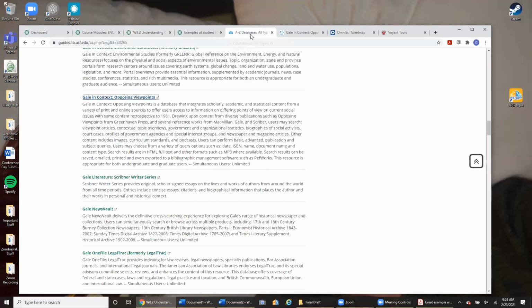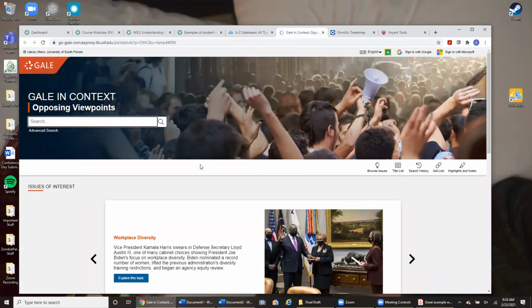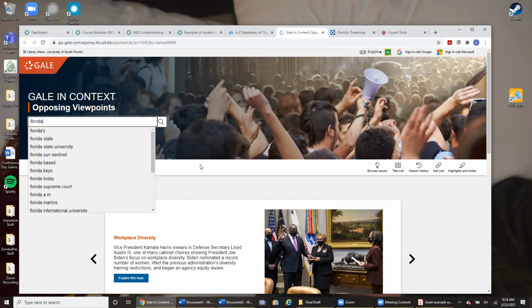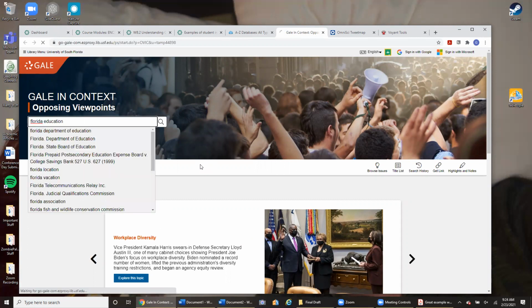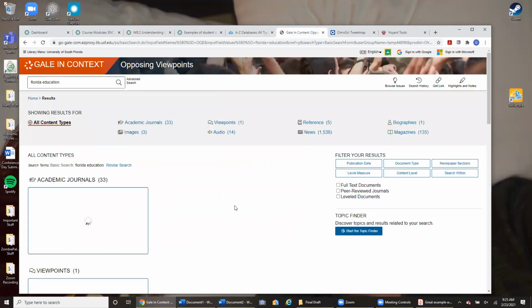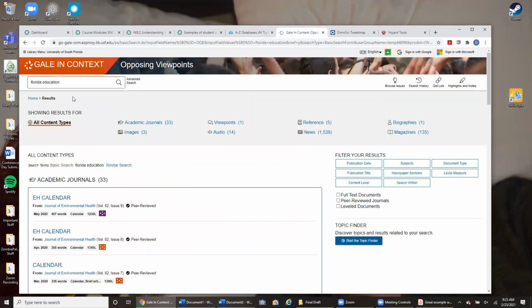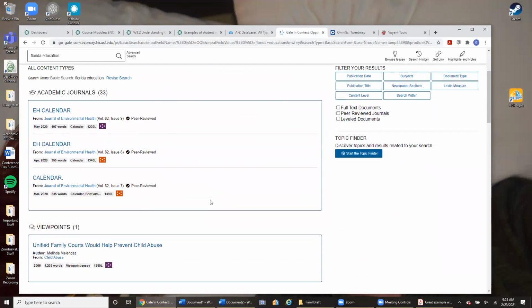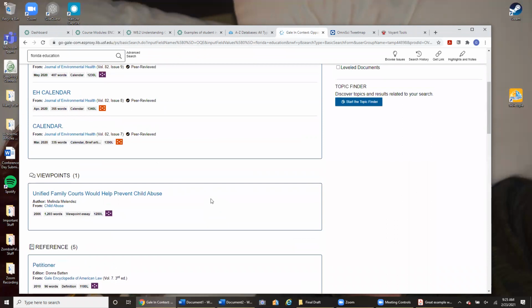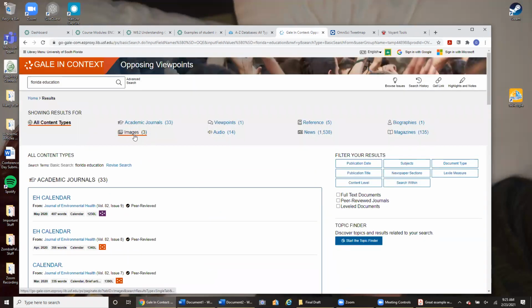You could use a database that you are going to have to log into as a USF student to fully access it, but it's Gale and Context Opposing Viewpoints, because it has just really cool ways to show you different types of sources. Because when you type in your topic in a very broad way, it shows you at the top how you could look for different types of sources on that same topic. If you didn't just want to look at an article, you wanted to see some images or a video or just a magazine article. So in that way, this is helpful.